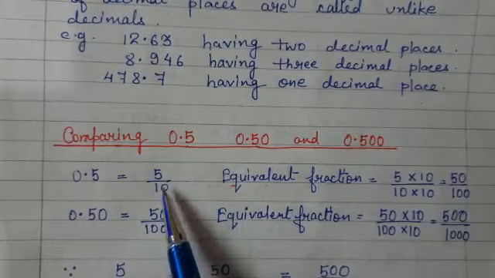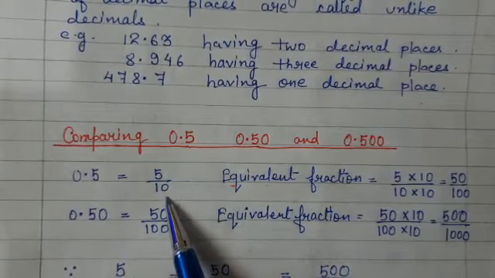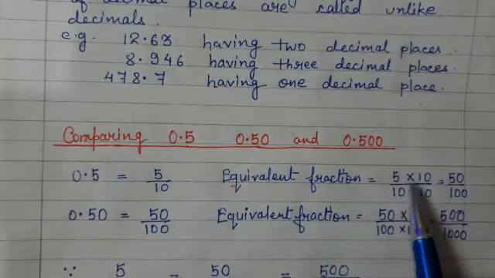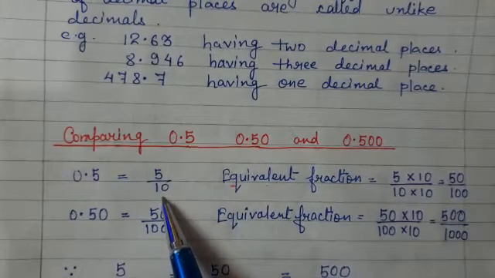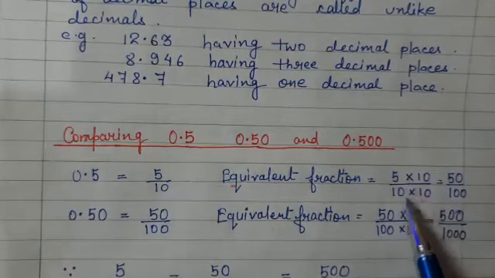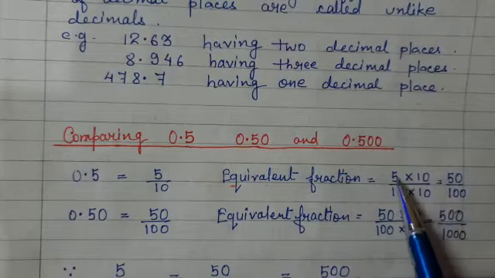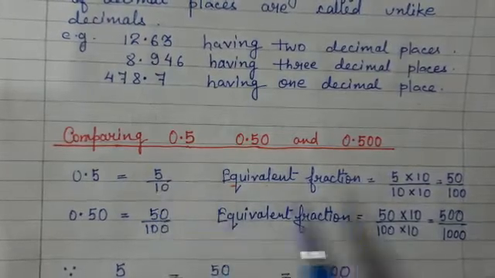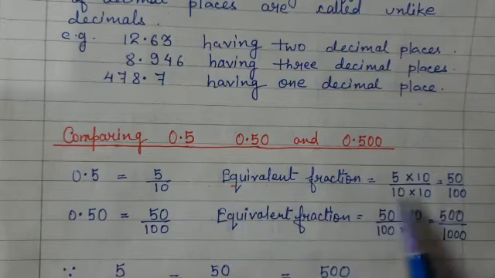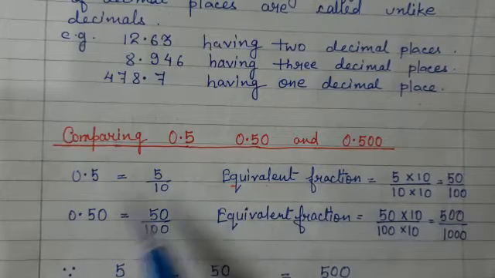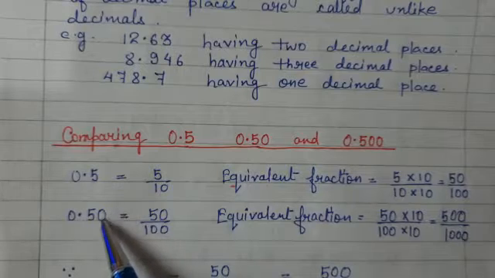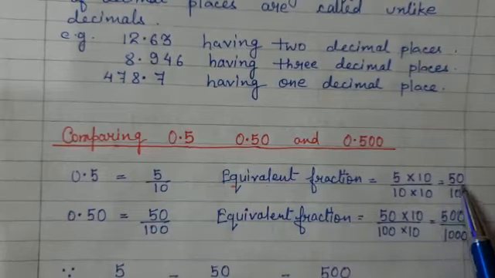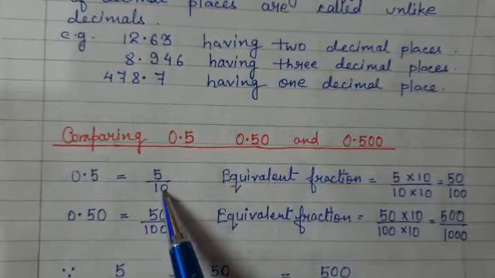But you know that when we multiply the numerator and denominator by the same counting number, we get an equivalent fraction. Here we are getting the equivalent fraction of this original fraction 5 upon 10 by multiplying both the numerator and the denominator by 10. So 5 into 10 is 50 and 10 into 10 is 100. And therefore we can say that 5 upon 10 is equal to 50 upon 100 because they are equivalent fractions. Now look at this decimal 0.50. When we convert it into a fraction, we get 50 upon 100. And what we already got here, 50 upon 100 is equal to 5 upon 10.